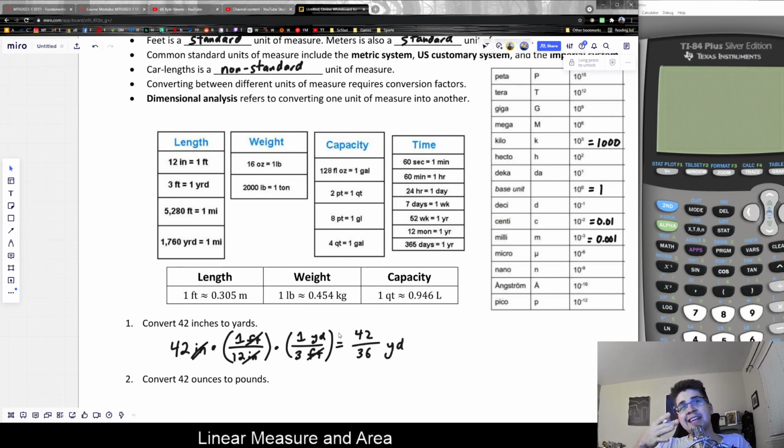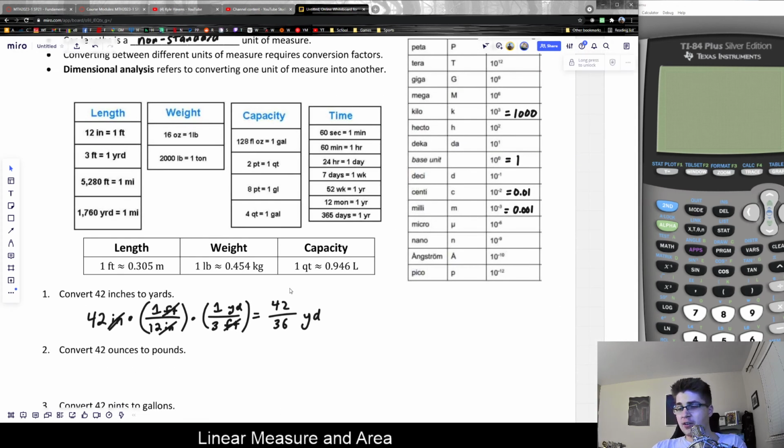So it's kind of like I can continue processing my number through various conversion facts that I know until I get to the desired goal. Of course, we'd want to simplify. This would be reducible by 6, which would leave me with 7 over 6 yards. Or I could convert this to a mixed number, that would be 1 1/6 yards, or even as a decimal, 1.16 repeating.